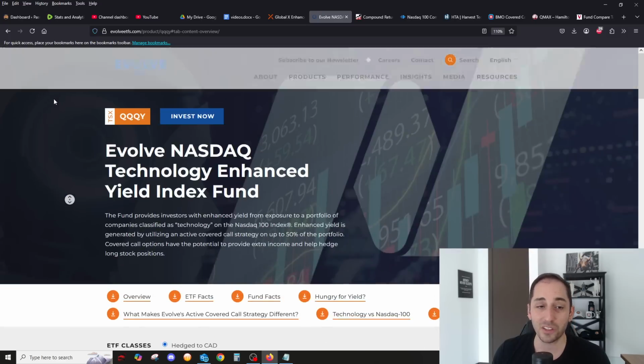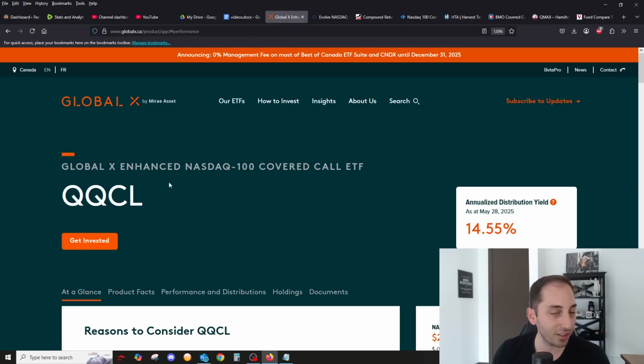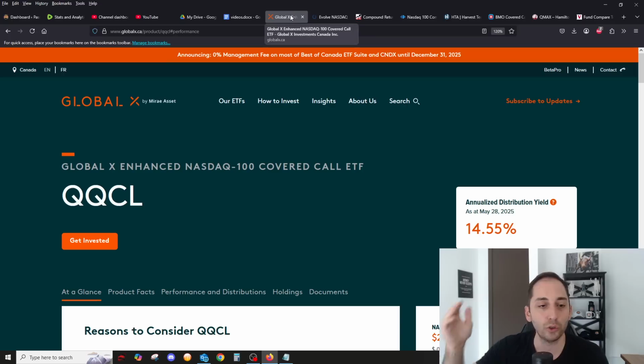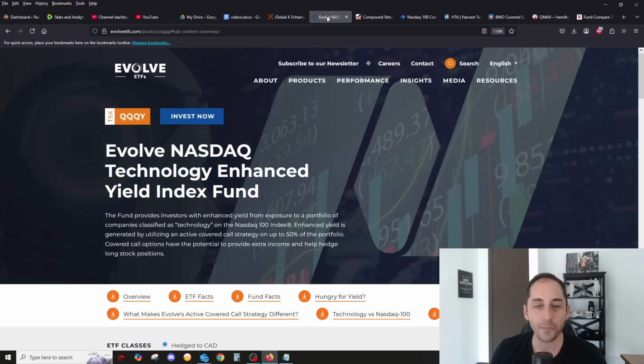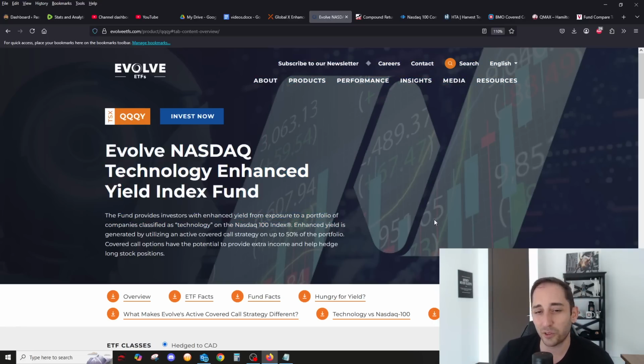The leverage is obviously a big difference. QQQY does not have it. QQCL does have it. And then the covered call strategy. QQCL is doing index calls on the NDX, the Nasdaq 100 index, then they're doing call options on the individual stocks on QQQY, which of course typically gets higher premiums than doing index calls. So yeah, they're similar in some ways, but they're different in many ways.